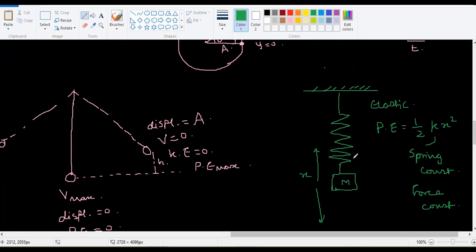Do you agree? When you pull a rubber band, will you calculate how much distance you are pulling the rubber band, or will you calculate how high the rubber band is kept from the ground? Which one will you focus on? Anybody else? Chaitanya, I'm asking you. You will focus on how much you are pulling, right? That is what determines the elastic potential energy, not the height from the ground. The height from the ground will determine the gravitational potential energy.